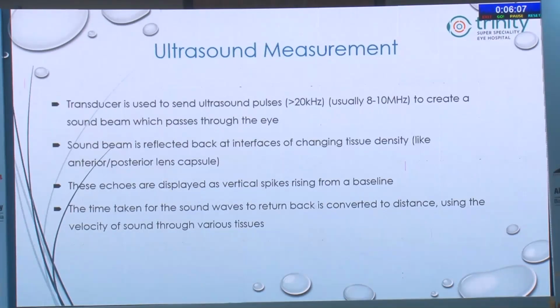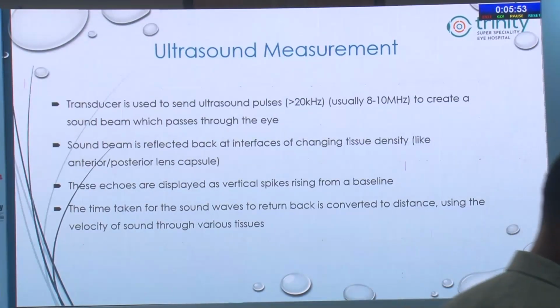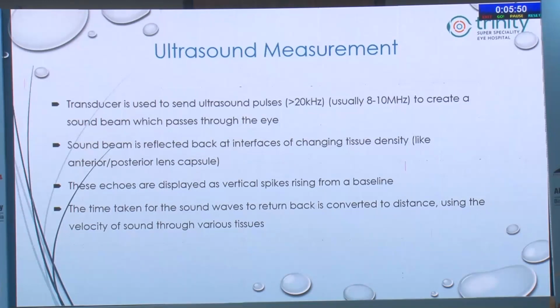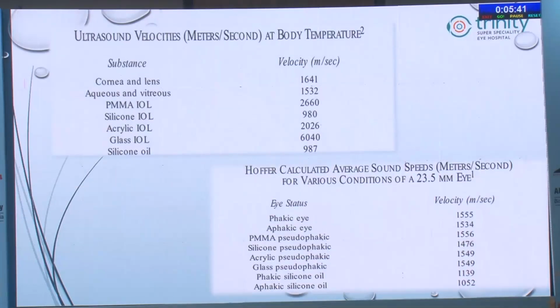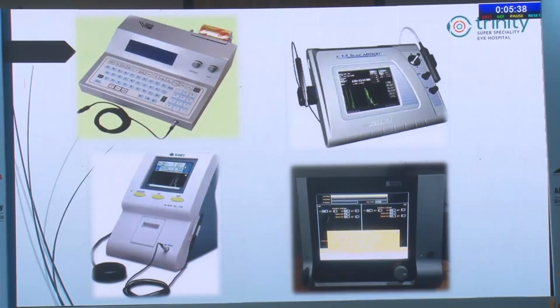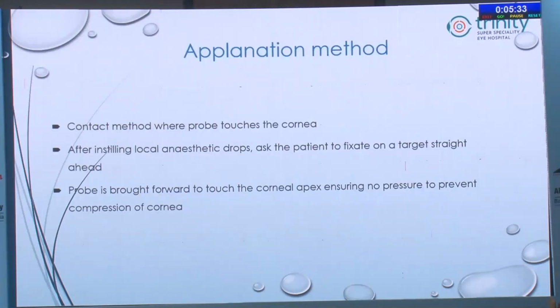A transducer is used to send ultrasound pulses of more than 20 kilohertz, roughly between 8 to 10 megahertz, to create a sound beam which passes through the eye. The sound beam is reflected back at interfaces of changing tissue density. These echoes are displayed as vertical spikes rising from the baseline. The time taken for the sound wave to return is converted into distance using the velocity of sound through various tissues. Now these are the various tissues, and these are the machines. There are many in the market, but you can choose any one. Most of them are good now.